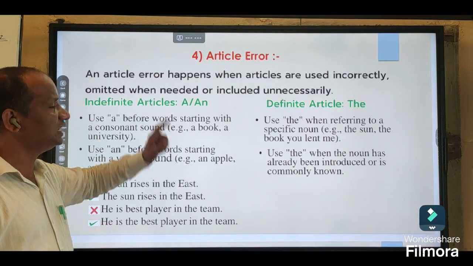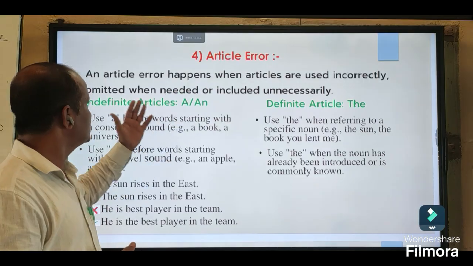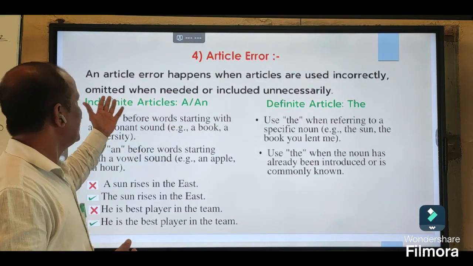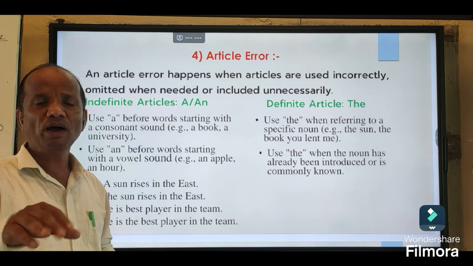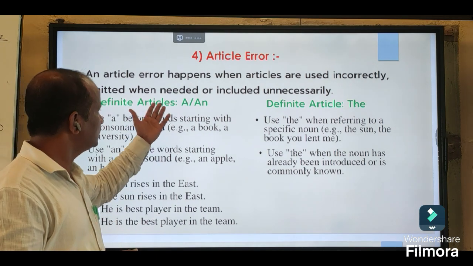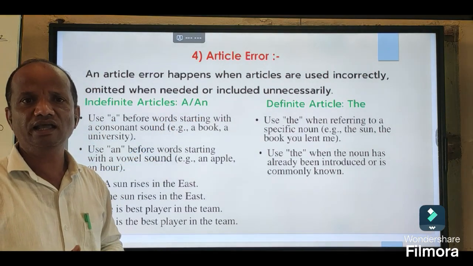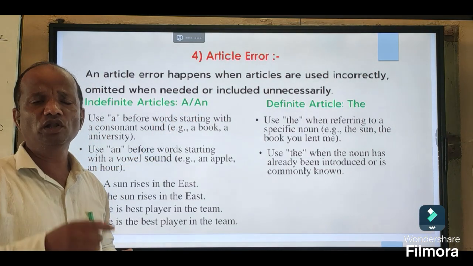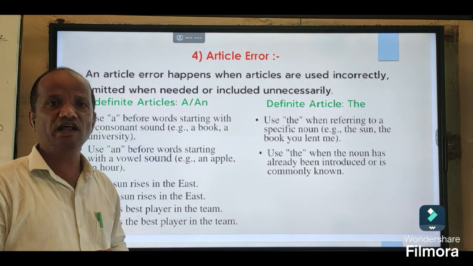So here we have seen article error. Article error happens when articles are used incorrectly, omitted when needed, or included unnecessarily. To avoid this article error, we must know the rules of when to use an article and when to use the article. If we master how to use these articles, we can easily avoid this error.